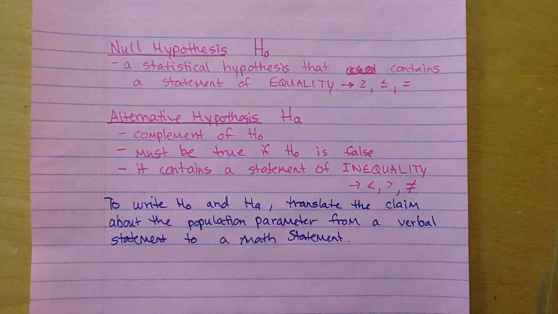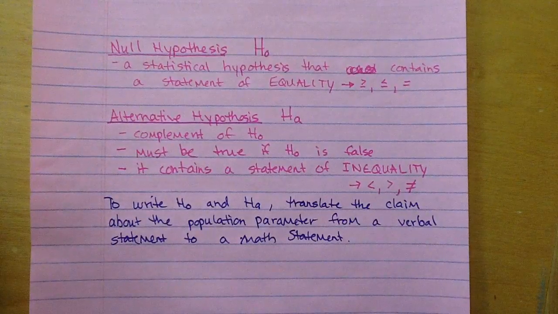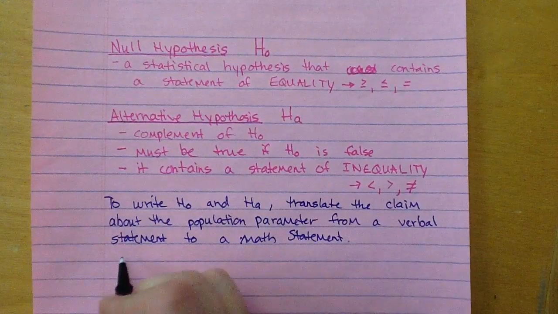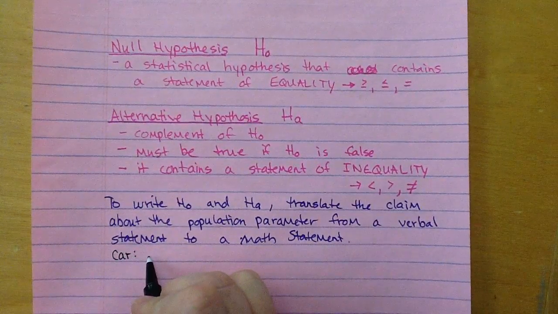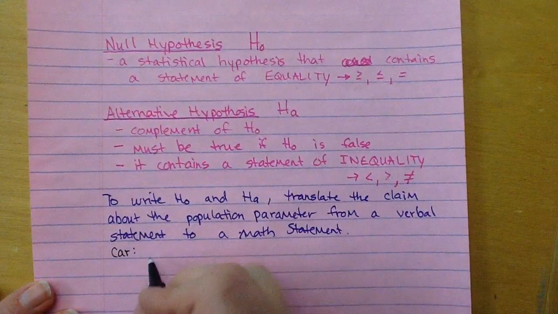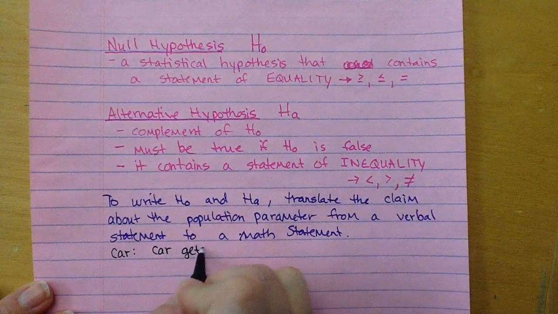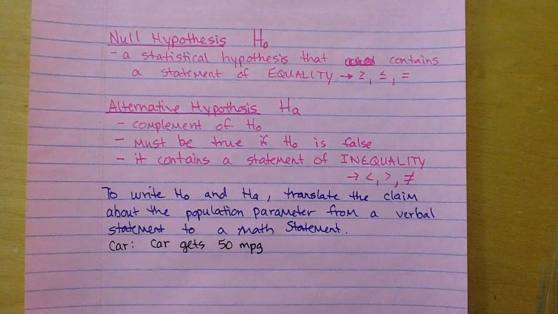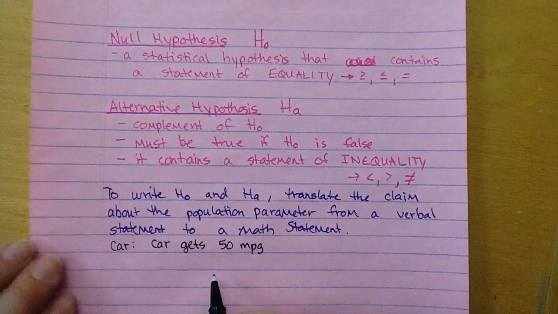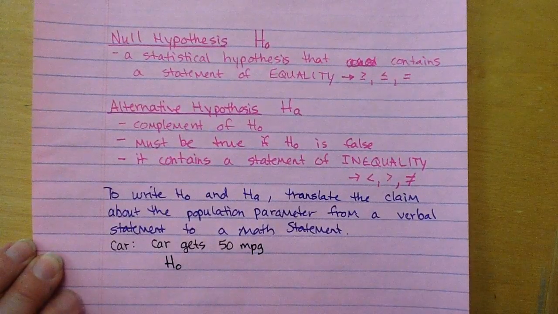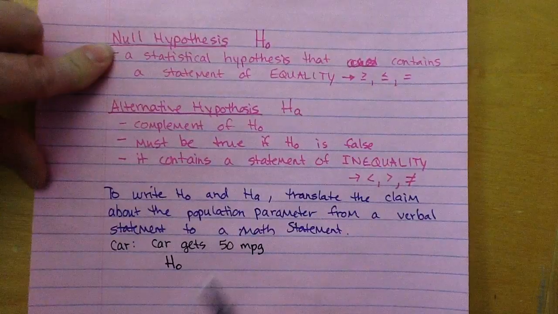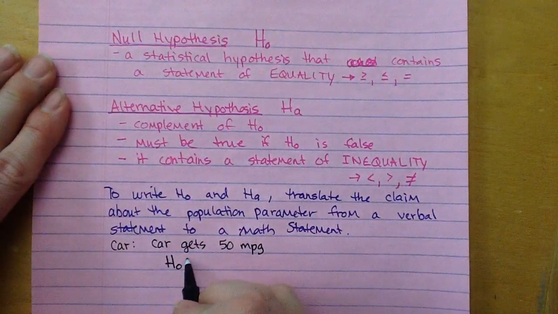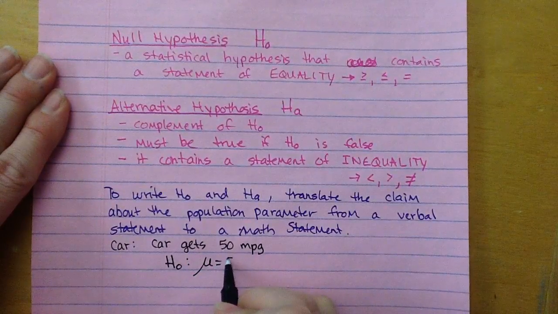Okay, so let's go back to our car example. What was the manufacturer's claim? The manufacturer claimed that the car gets 50 miles per gallon. So we have to change that into a null hypothesis because it's the claim. The claim is always the null hypothesis. And they're saying the car gets 50 miles per gallon, not more than or less than. So the null hypothesis would be mu equals 50.